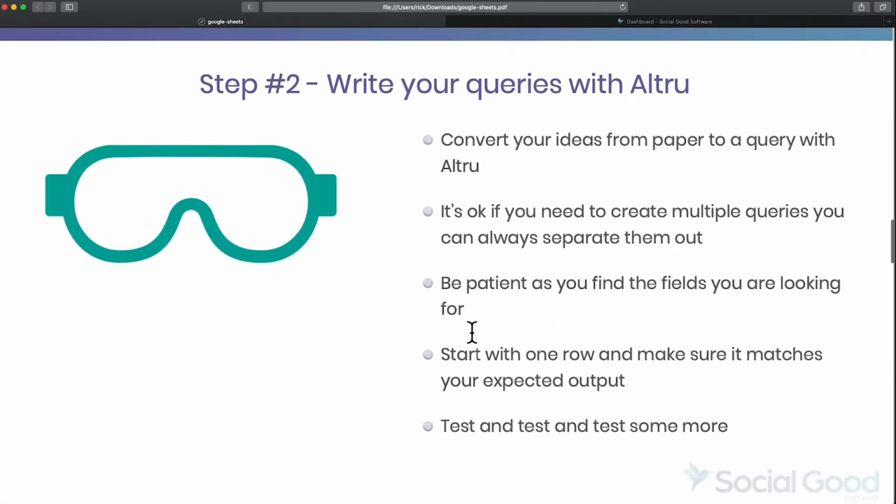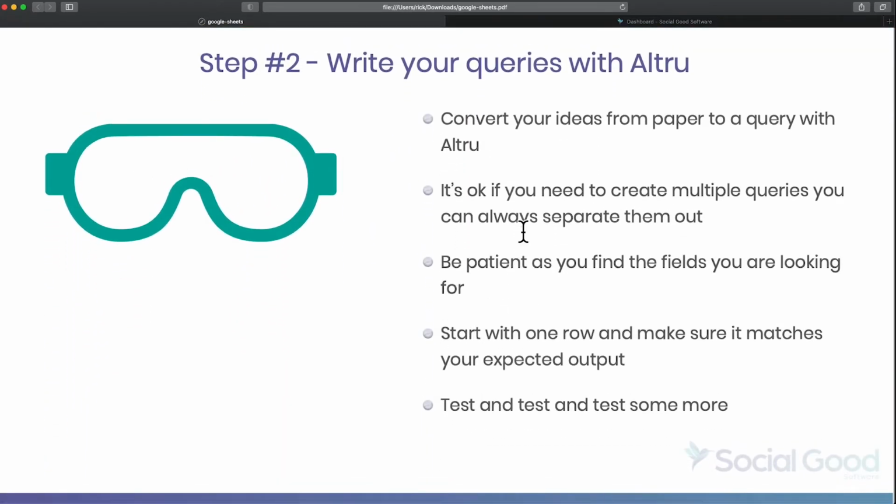All right, and then finally, step number 2 is write your queries with Altru. Like I mentioned before, we're not going to go in Altru today and write the query itself because this query can be pretty much anything. But the main idea here is to convert your ideas from paper to a query with Altru. It's okay if you need to create multiple queries, you can always separate them out. So don't think you need to grab every single thing in your query. If you need to separate out, it's not a big deal.